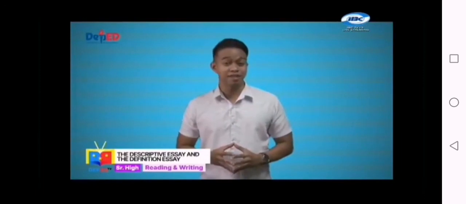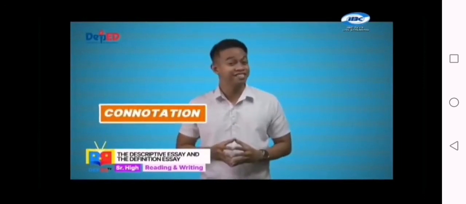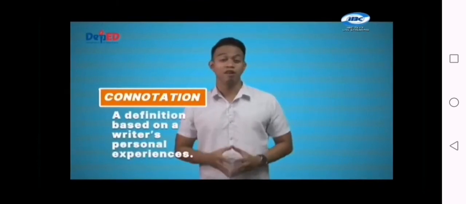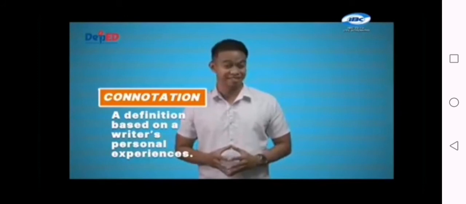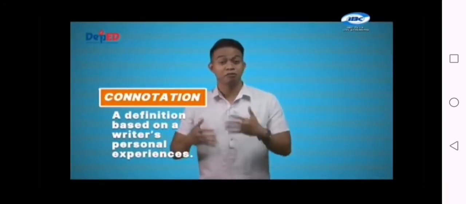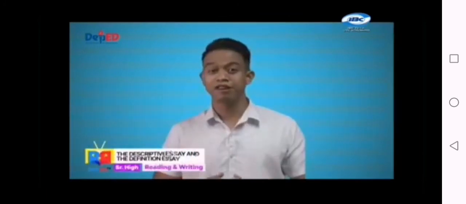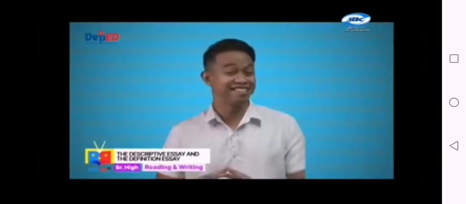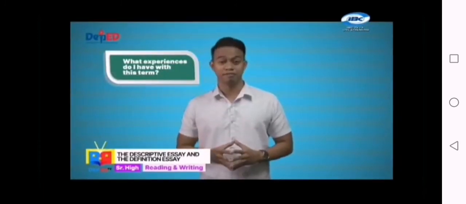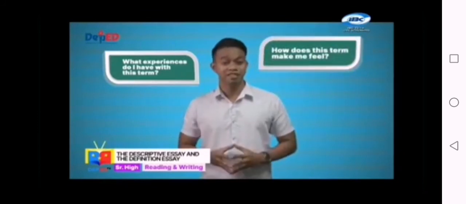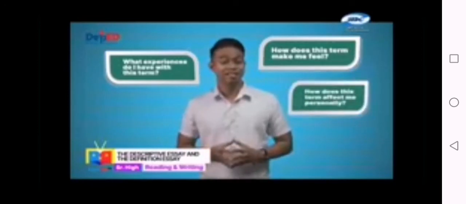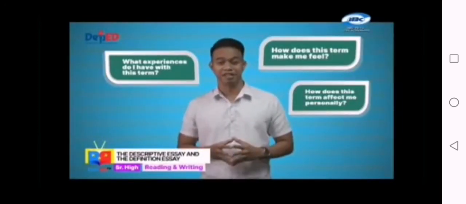Another way of describing a term is through connotation. Connotation is a definition based on a writer's personal experiences. It could be symbolic and could be different from culture to culture. To use connotation, ask yourself these questions. What experiences do I have about the term? How does this term make me feel? How does this term affect me personally?